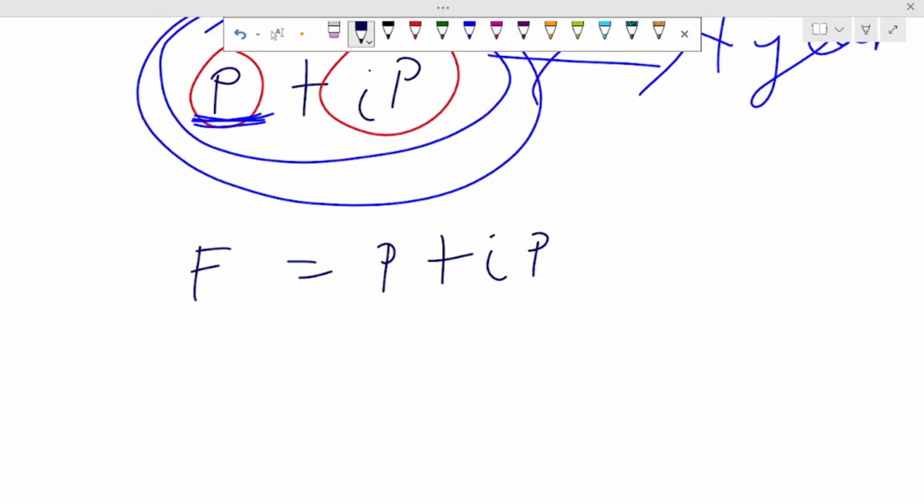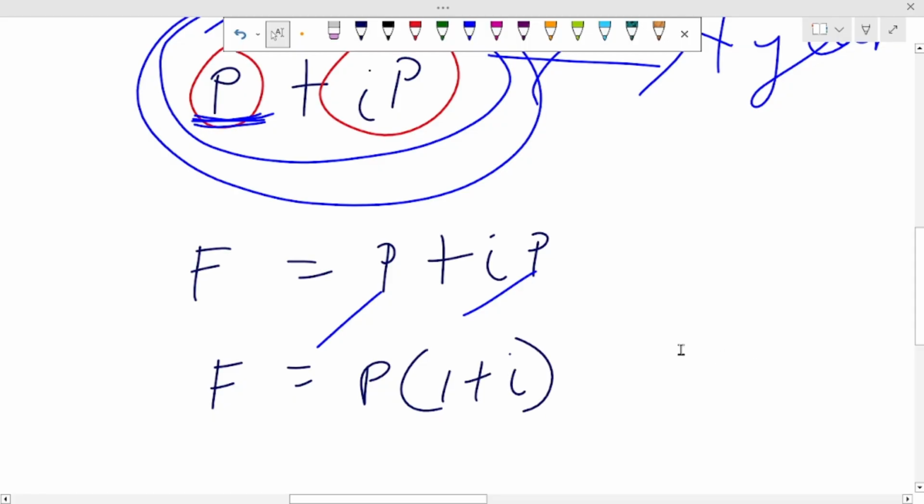Now, if you factor out, let's say, factor out P. You have P common here, you have P common here. When you factor out P, you have P times 1 plus what? I. Okay, so this is it for 1 year. This is the formula. So if you have this sum of money and you are giving the particular interest, find the money at the end of 1 year. This is what you do. Now, this is the formula you make use of.